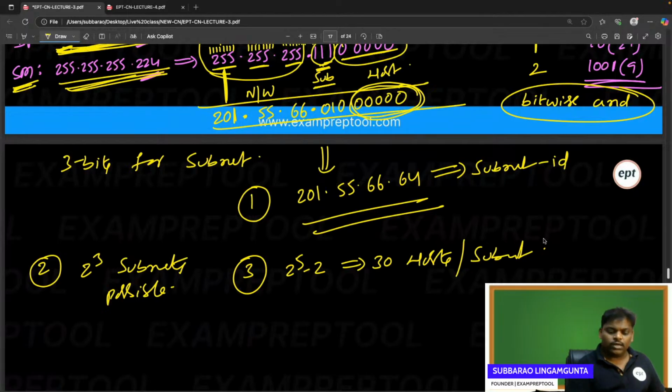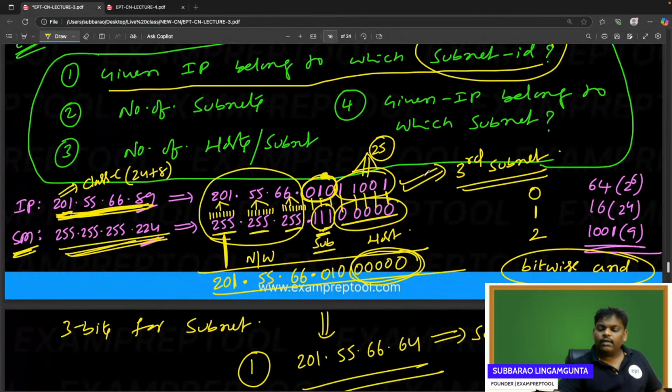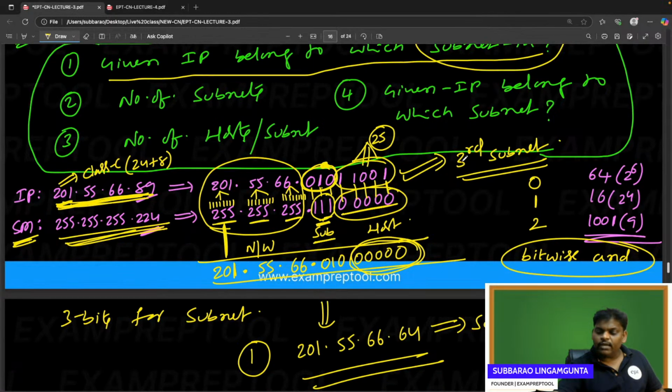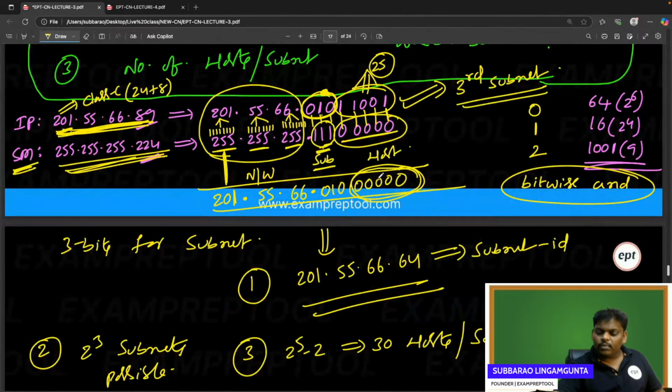That is also okay. Can you go to the fourth point? Given IP belongs to which subnet? We have already discussed this. Given IP belongs to which subnet? Can you see only the subnet area?